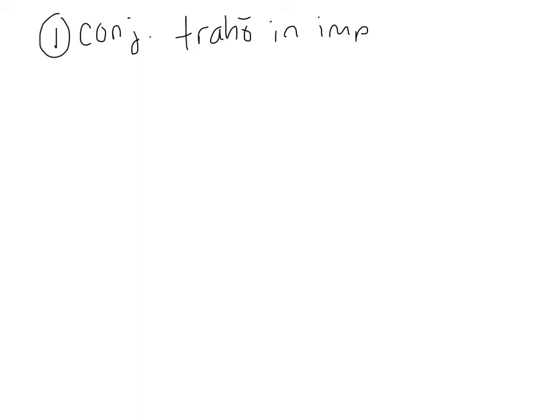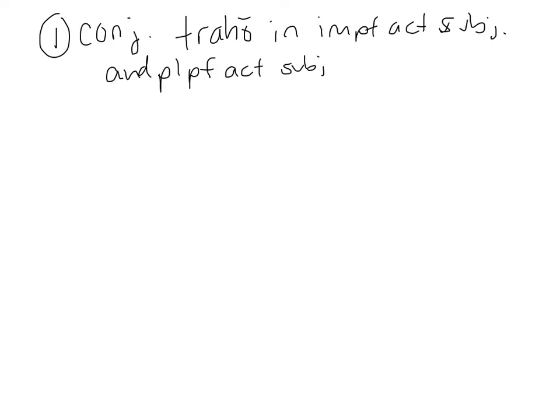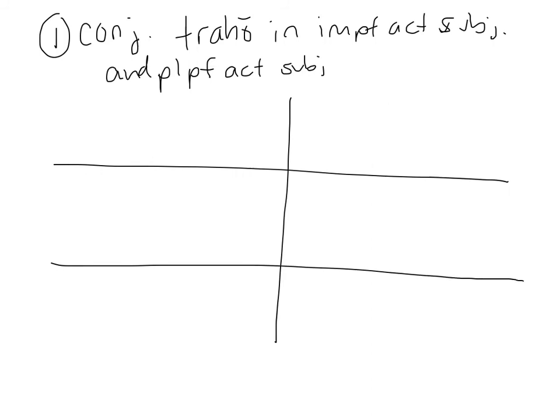So let's go ahead and practice together. So I'm going to practice by conjugating. Let's do traho, sorry, one second. Let's do the imperfect active subjunctive and the pluperfect active subjunctive. So we're going to practice this together. So we'll do imperfect first. So right now in green, we're going to do the imperfect.